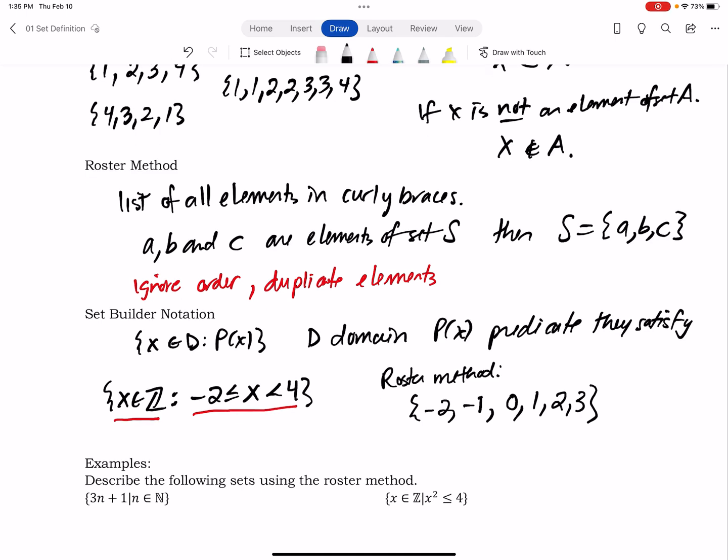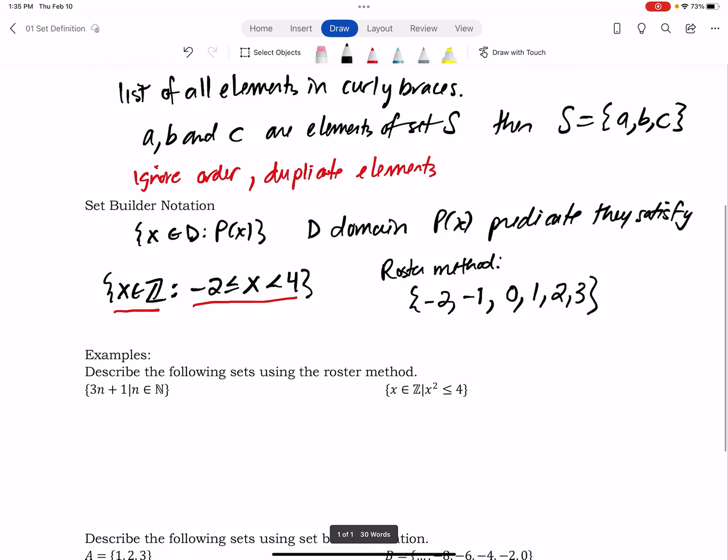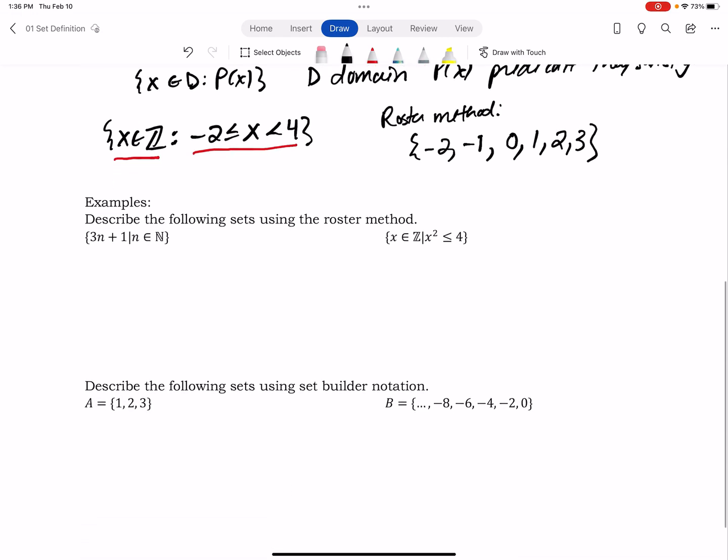So I want to just do a couple of examples. Here are some sets described in set builder notation, and we want to write them in the roster method. And I want you to notice that they're sort of written in two different ways. The first example tells me the predicate it satisfies, and then it tells me where to get the elements from, while the second example tells me the domain and then tells me the predicate. So in the first example, all of the elements in the set are going to look like 3n + 1, where n is a natural number.